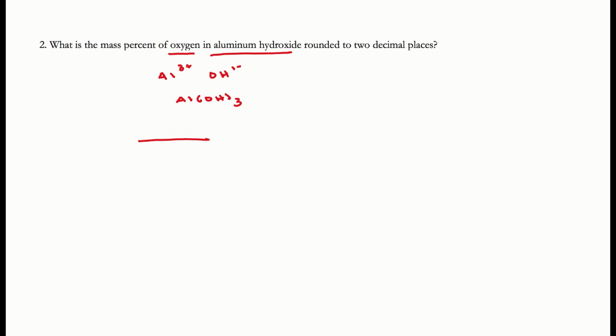So to determine the mass percent of oxygen, I'm going to put the molar mass of just oxygen up top. Well, the molar mass of oxygen is 15.999, but I have 3 of them, so multiply that by 3. So that gives me 47.997. Then I'm going to put that over the total molar mass of the compound. So I need to take aluminum, which is 26.982, add to that the molar mass of oxygen, 15.999 times 3, and then I'm going to add to that the molar mass of hydrogen, 1.008, multiply that by 3, and the total molar mass I get is 78.003.